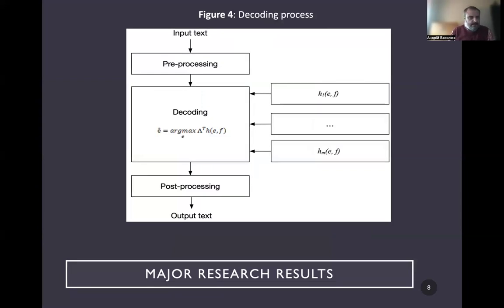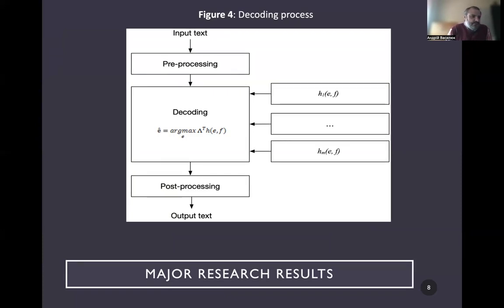In general, the task of machine translation is to translate an input sentence F in one language into an output sentence E in another language that must have the same meaning as F. This is done by building a statistical model that represents the translation processes.